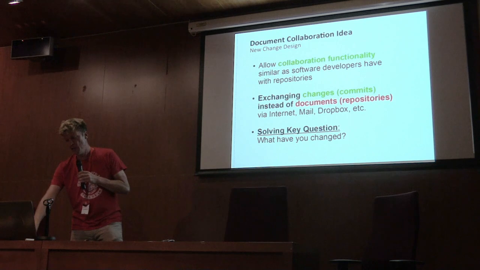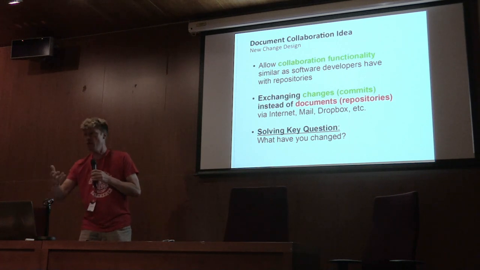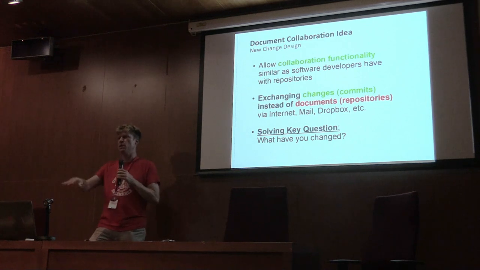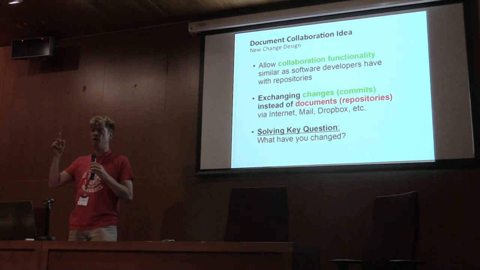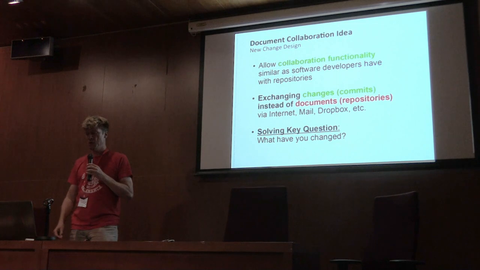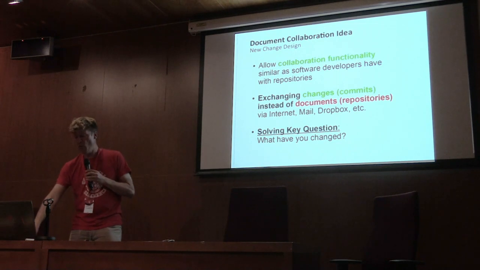So what we want is to exchange changes. Like in commits, there are diff libraries, but those libraries don't work for us because we are XML, we are zip, and it's horrible. So we have to go to a different abstraction level here. That's the semantics that I talked about earlier. So the question is, what have you changed?